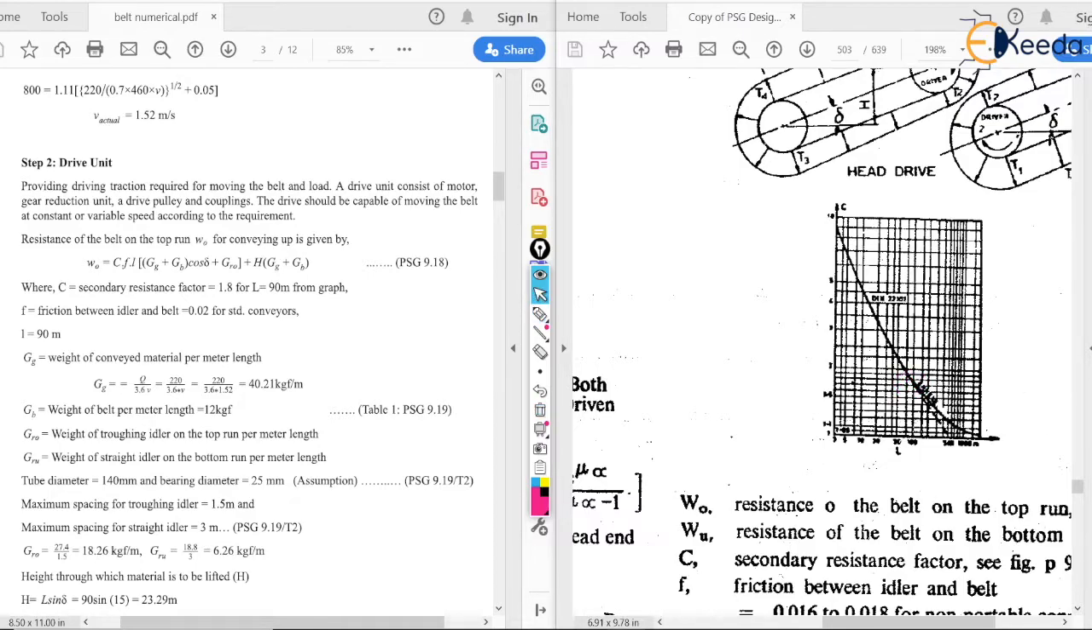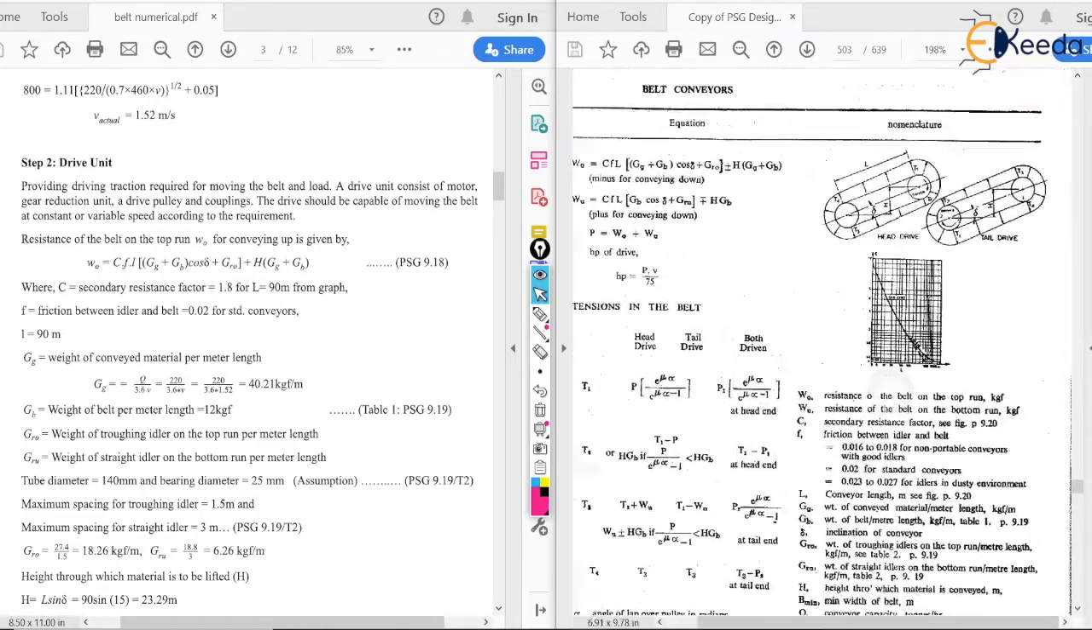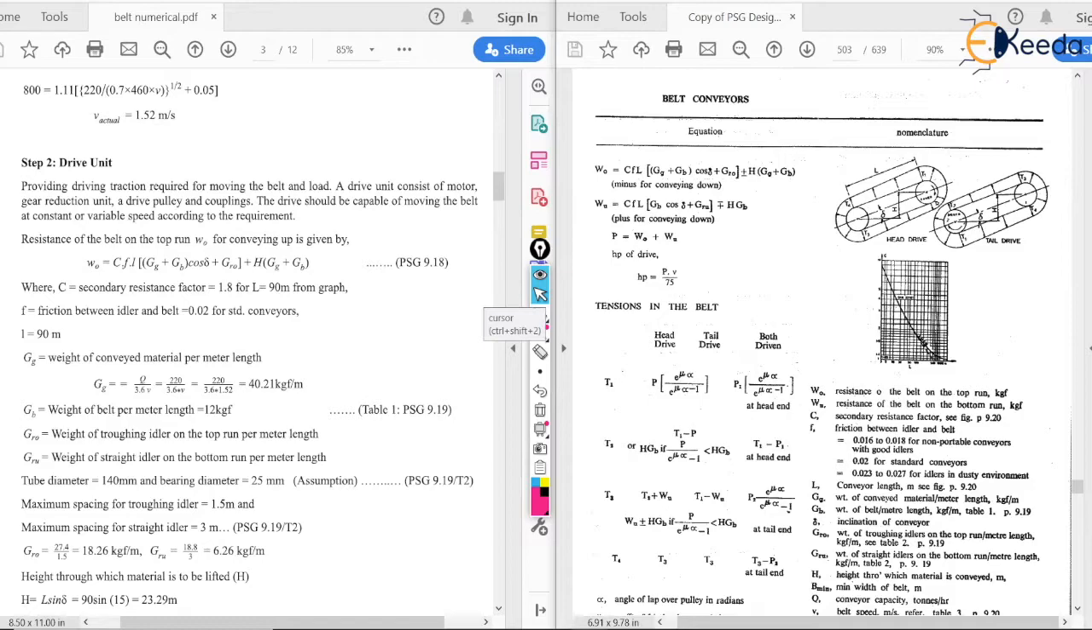After getting the value from here, that C is equal to 1.8 from PSG 9.18 only. Now next we have the value of small f, that is friction between idler and belt, that we have taken as 0.02 for standard conveyors. As you can see here for f, the friction between idler and the belt, 0.02 for standard conveyors, so we have taken that value. Next L is given as 90 meters, so that we have written.